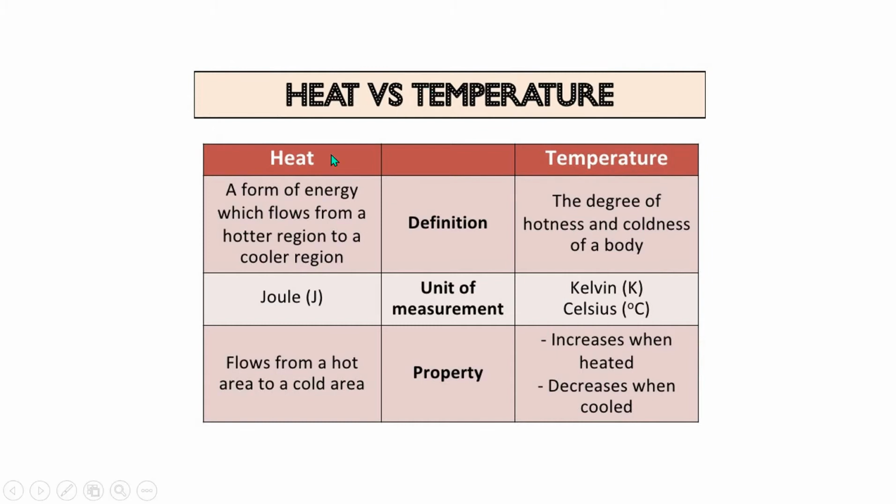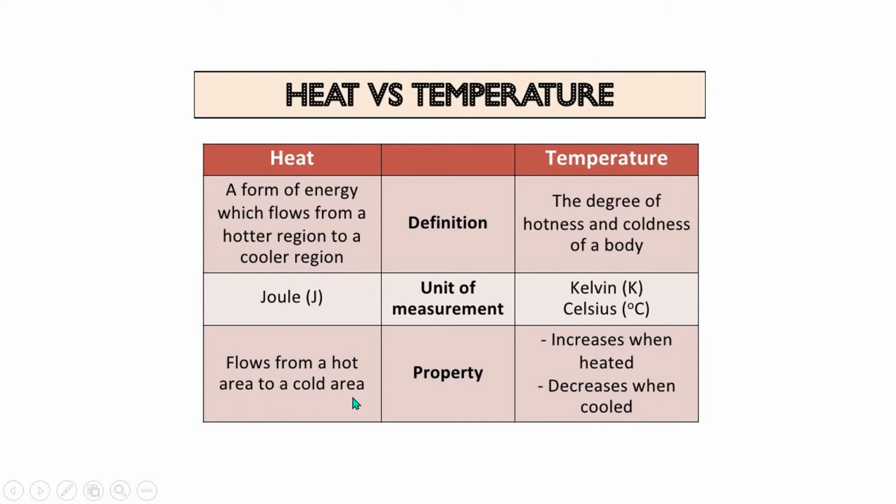Let's see heat versus temperature. Heat and temperature are different terms. Heat is a form of energy which flows from a hotter region to a cooler region, whereas temperature is the degree of hotness or coldness of a body. Temperature is a measurement of the hotness or coldness of a body, whereas heat is a form of energy which flows from a hotter region to a cooler region, and it is measured in joules, whereas temperature is measured in kelvins and Celsius.